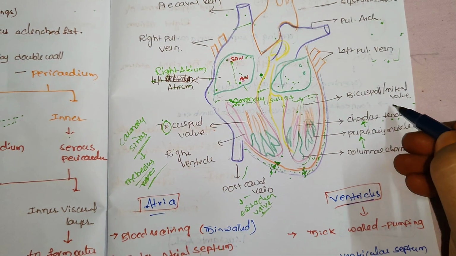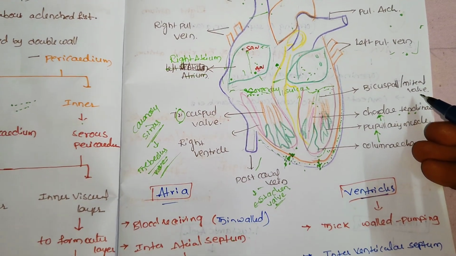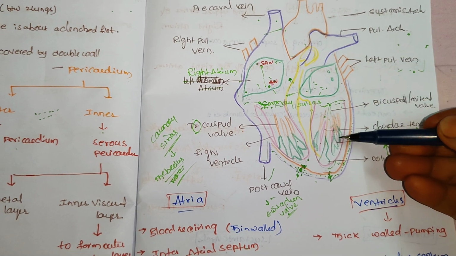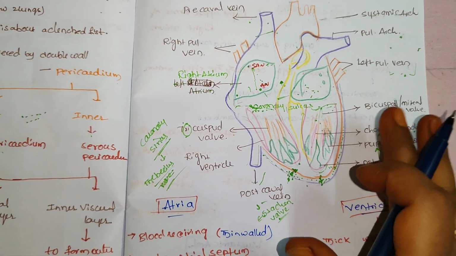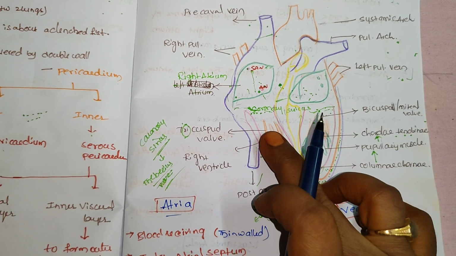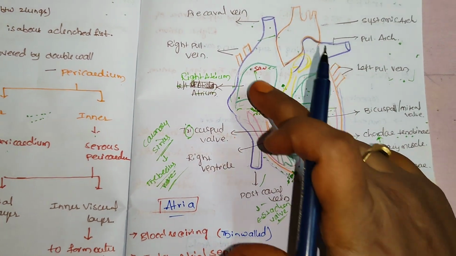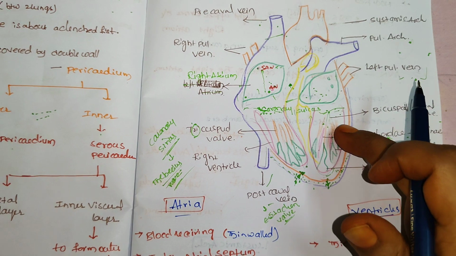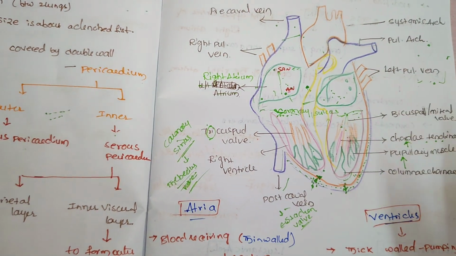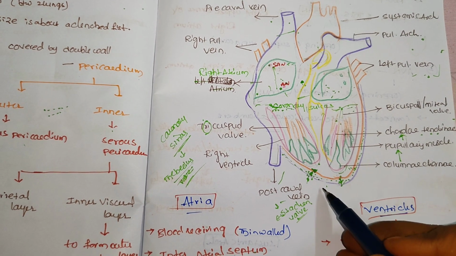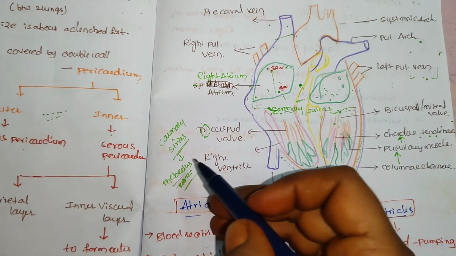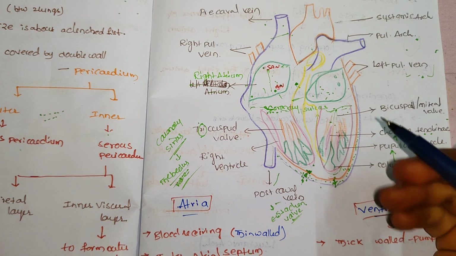Bicuspid, it is also called as a mitral valve. It is between the left atrium and left ventricle. So you have to focus the location of valves also. Tricuspid will be in the right side, right atrium, right ventricle. Bicuspid, left atrium, left ventricle. Then also at the postcaval vein also Eustachian valve. At the coronary sinus also Thebesian valve.